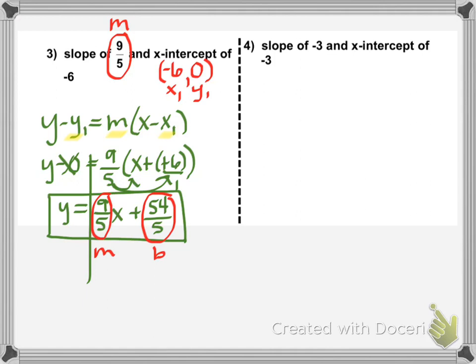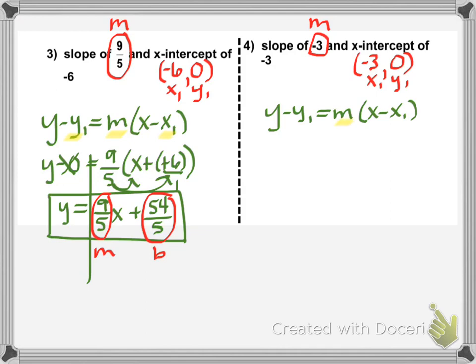All right, let's try number 4. This time our slope is -3. And now it tells us the x-intercept is -3. So again, I want to write that as an ordered pair. Remember, with x-intercepts, the y value is 0. So the x value is going to be -3. So that's my x1 and my y1. Let's go ahead and write it in our point slope form. y minus y1 equals m times x minus x1.